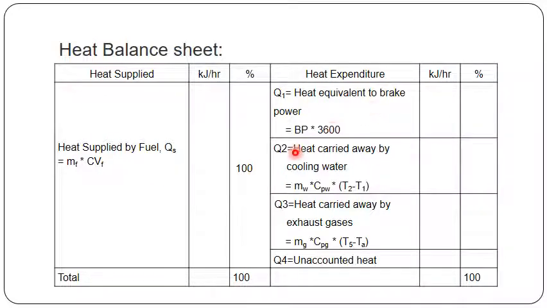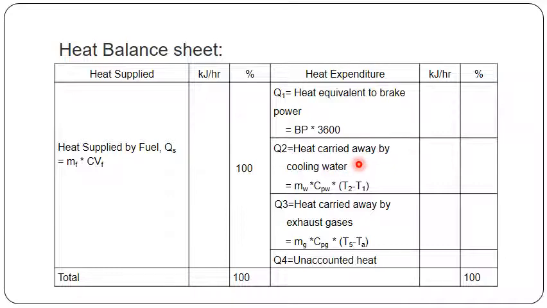So this heat balance sheet is drawn for a particular load. So, for that load, whatever is the heat utilized, that will give you the efficiency, which is the heat utilized divided by heat supplied for that load.